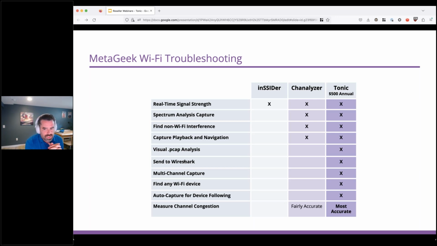And then again, we measure channel congestion. And channel congestion is very, very useful for determining if a neighbor is stomping on your bandwidth or if you're stomping on yourself. So that's kind of the piece there.